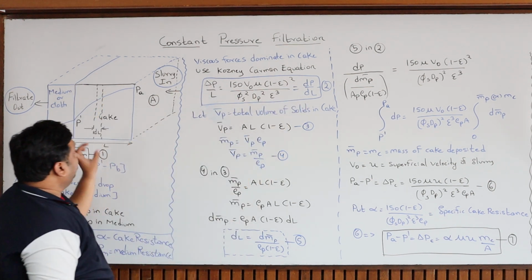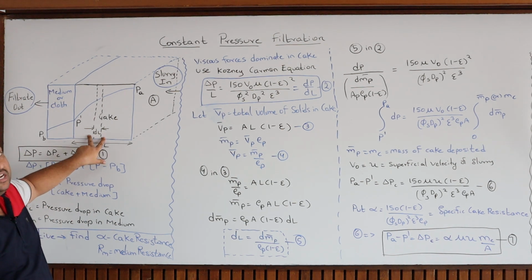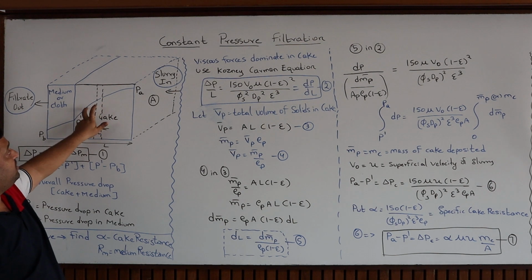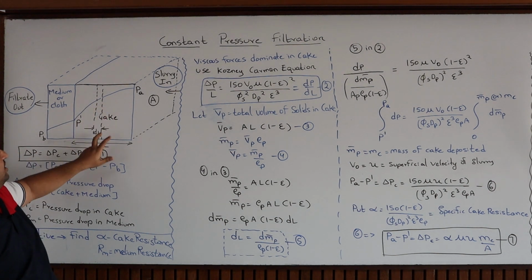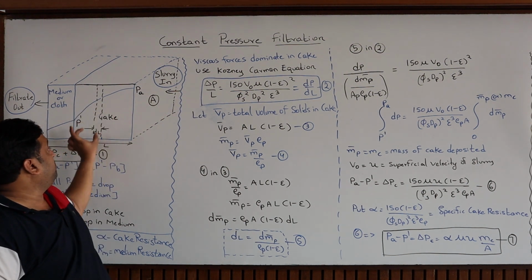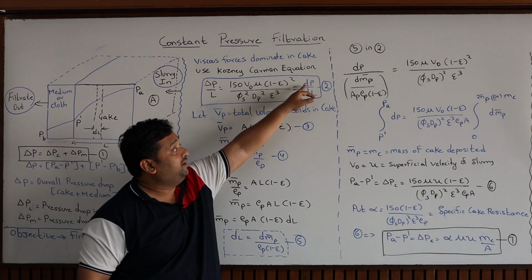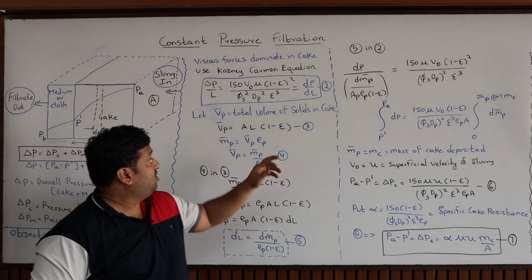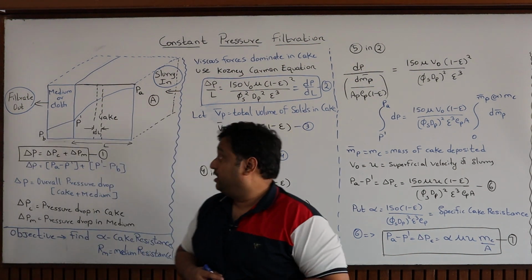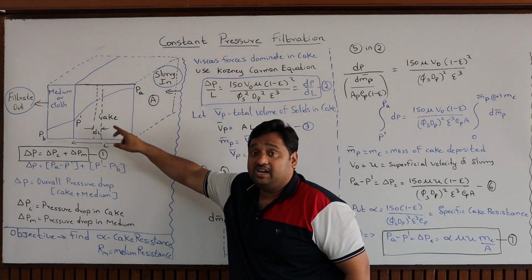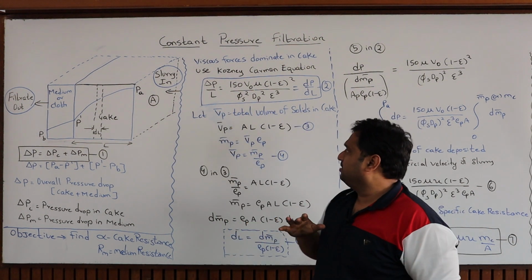Delta P by L is nothing but dP by dL. If we take a small differential cross section along this length and do the pressure balance over this differential length, delta P by delta L, the pressure drop over this length, becomes dP by dL. Let Vp be the volume of the solids in the cake, that is, the total volume of the particles.